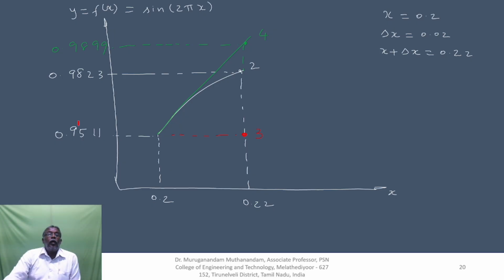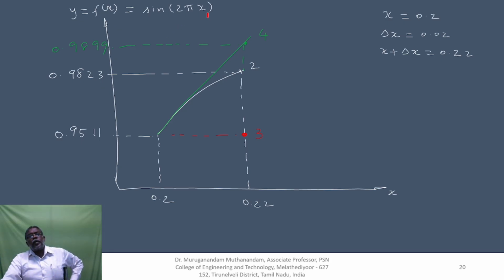Along the y-axis we find the value of the function f of x using the function sine 2 pi x. The white line is the given function sine 2 pi x, the analytical function which we can obtain using this equation. If you substitute x equal to 0.2, you will obtain the value 0.9511. If you substitute 0.22 for x, you will obtain 0.9823.